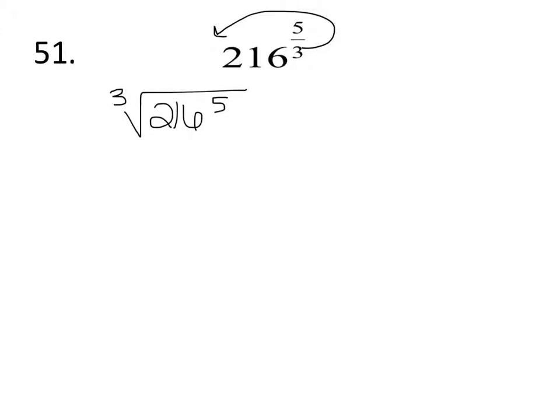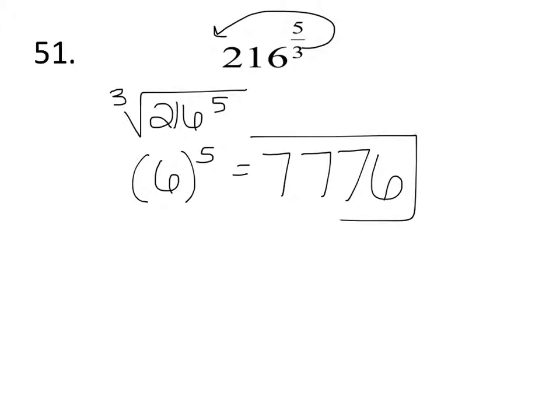The cube root of 216 is 6. So you end up with 6 to the 5th power. And 6 to the 5th power is 7,776.